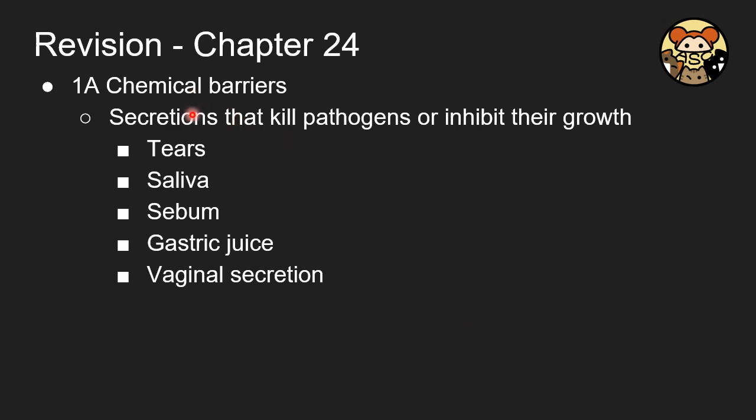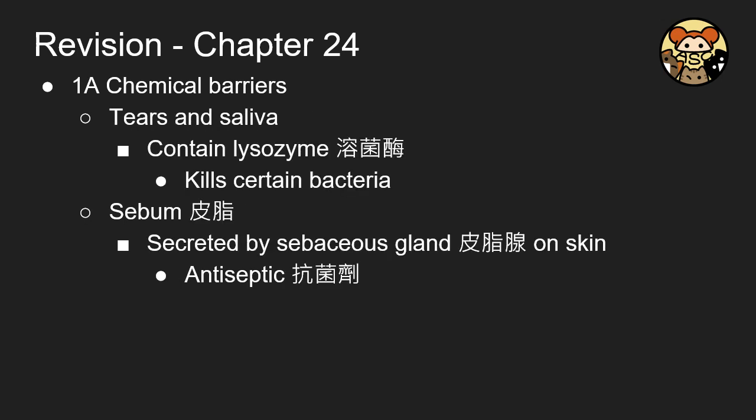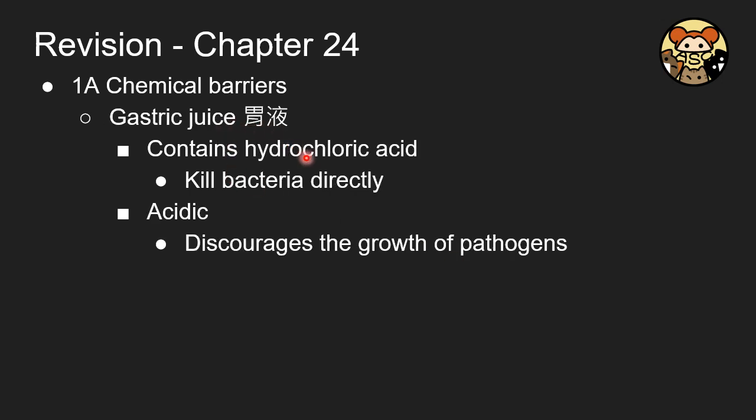And then we have to introduce the chemical barriers, which include the stomach, because the stomach contains gastric juice. Other than the gastric juice, there are also tears, saliva, sebum, and also vaginal secretion. They all serve as chemical barriers which kill or inhibit the pathogens' growth. Tears and saliva contain lysozyme, which kills certain types of bacteria. The sebum contains antiseptic ingredients, secreted by the sebaceous gland, and they can kill bacteria also. And the gastric juice, because of its hydrochloric acid nature, can kill bacteria directly, and also because of the acidic nature, it will discourage the growth of some pathogens.